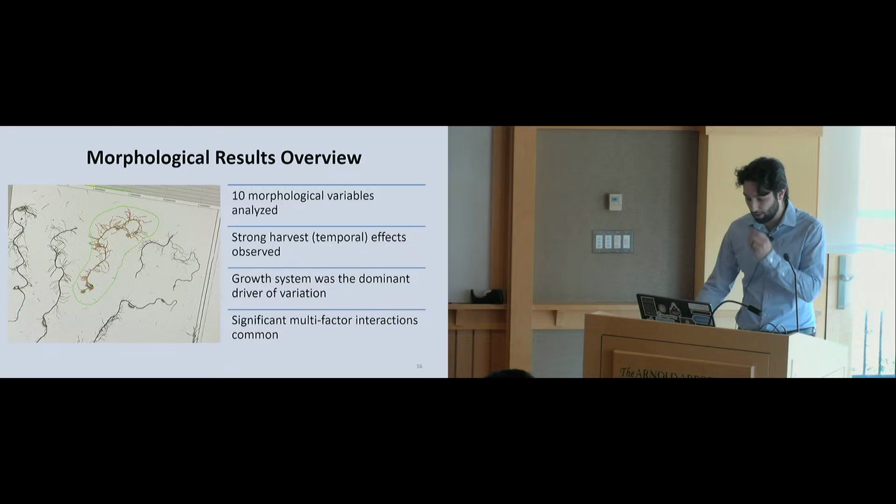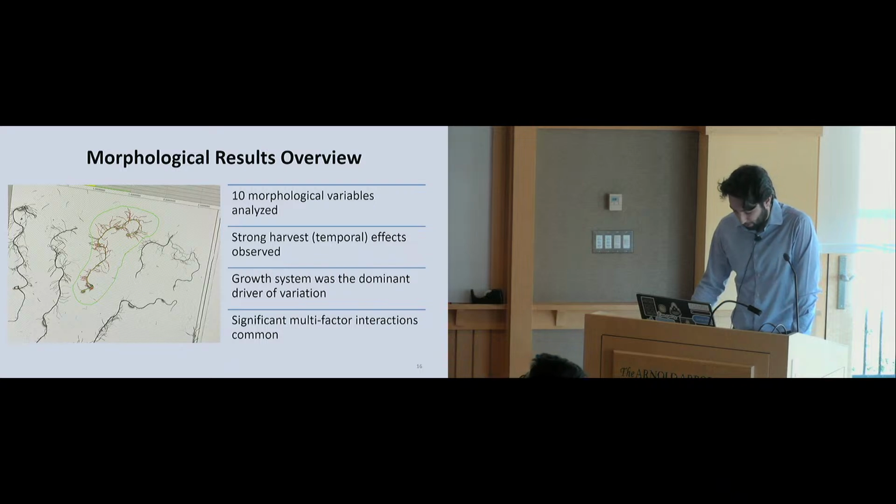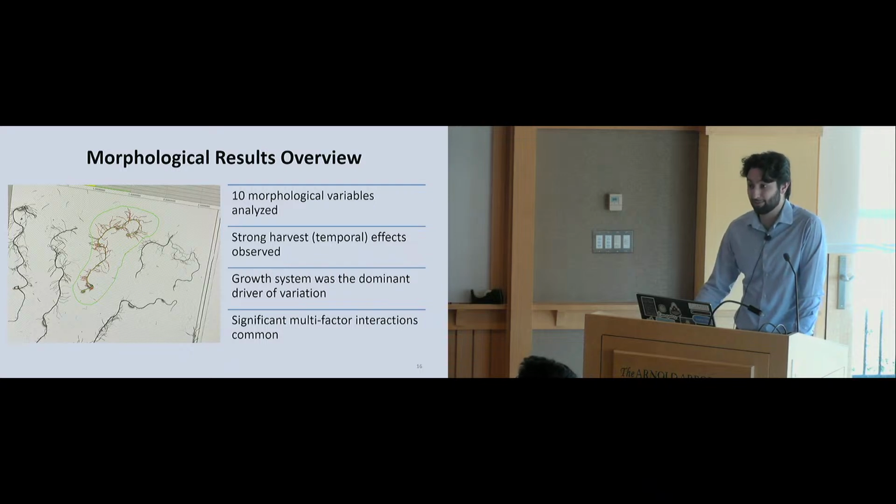So for an overview of our morphological results, we had 10 variables that we analyzed. As expected, we observed very strong harvest-based effects, which makes sense considering a 15-day-old plant looks radically different than a 45-day-old plant size-wise. But importantly, growth system had a stronger effect than cultivar in just about every variable that we measured.